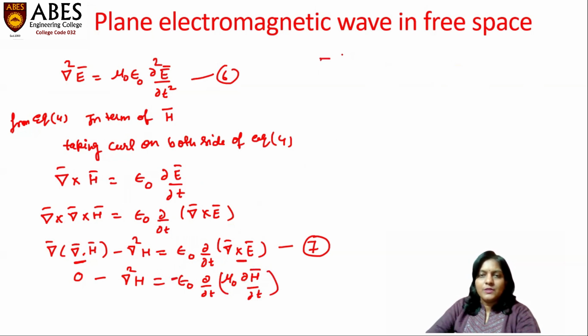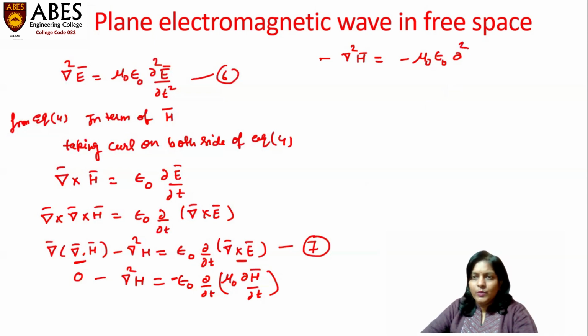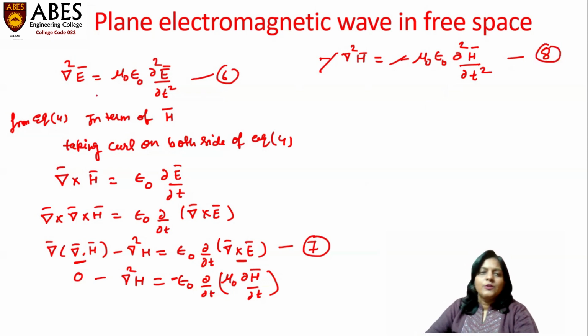So this can be written as del square H is equal to mu naught epsilon naught del 2 H over del T square. This is the equation number 8. So this is the second order differential equation in terms of magnetic vector H.